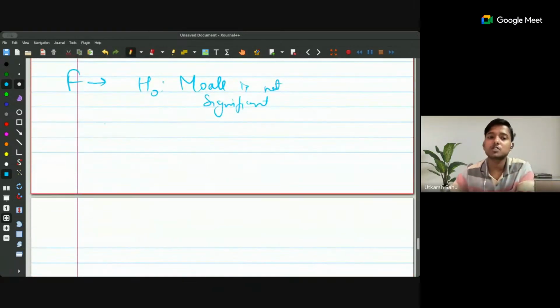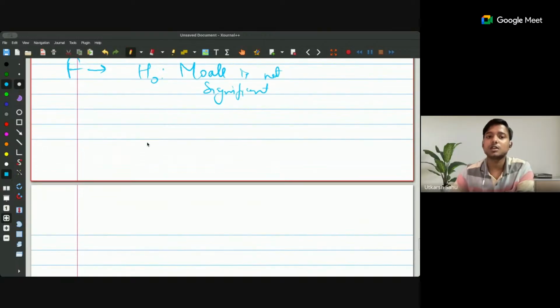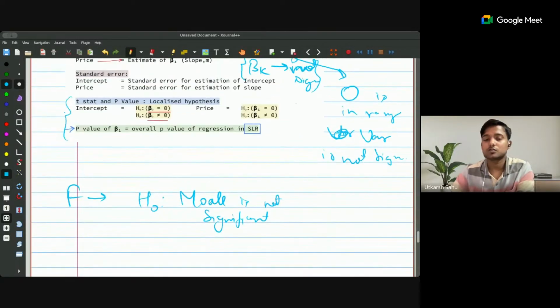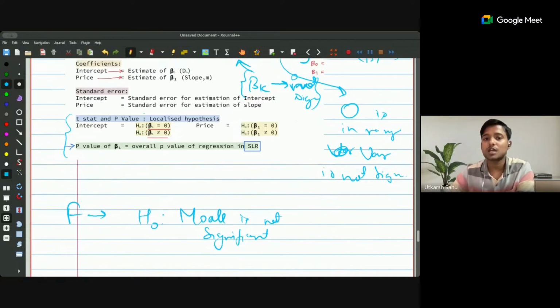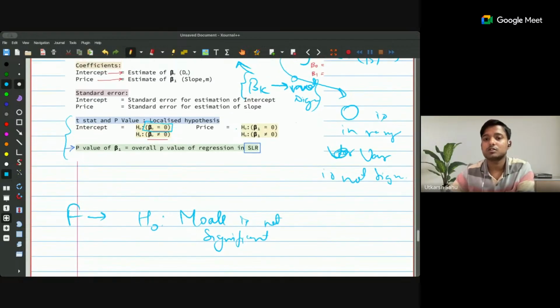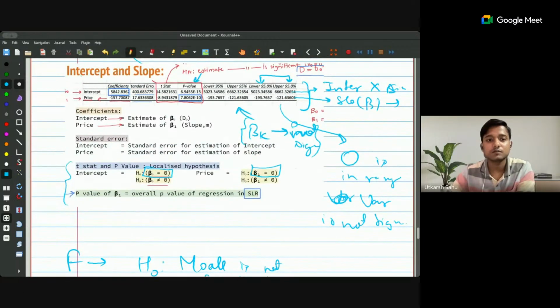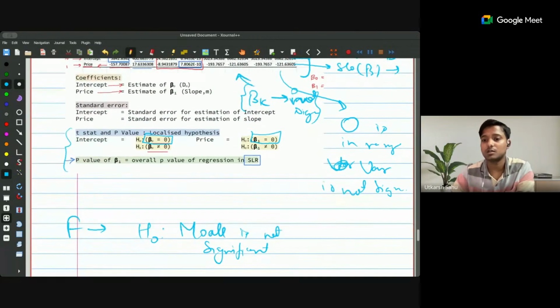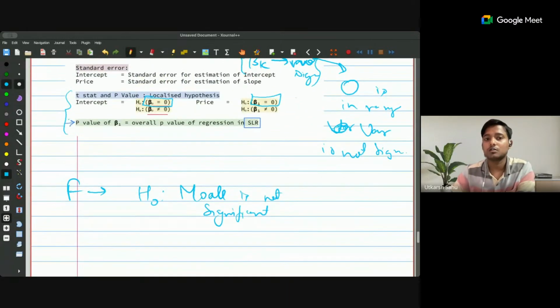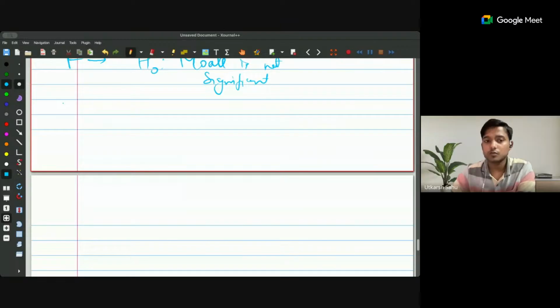In the ANOVA table above, what is your null hypothesis, and what is the null hypothesis in the t test? This is what you have. My null hypothesis is that beta 0 is 0, beta 1 is 0. That means the intercept is not significant. The first one is that this beta 1, which is for your price, is not significant for my demand. So you should know these things, the null hypothesis and all that stuff. One more thing is that the F statistic, as I said, is for the overall model. The T statistic which you have is for the individual parameter.